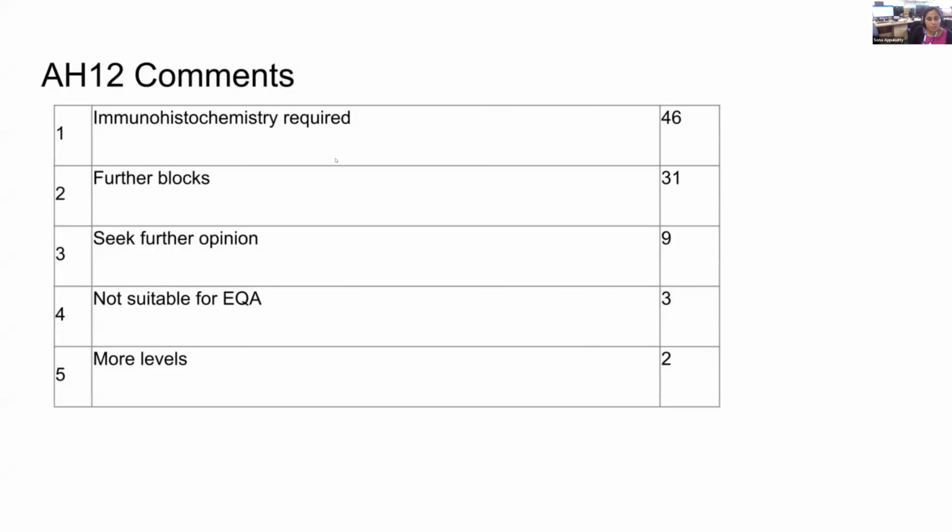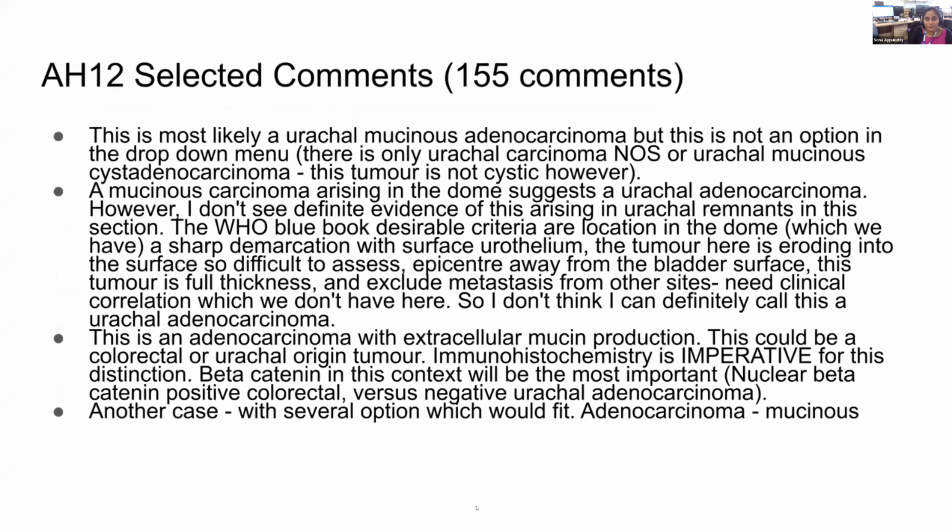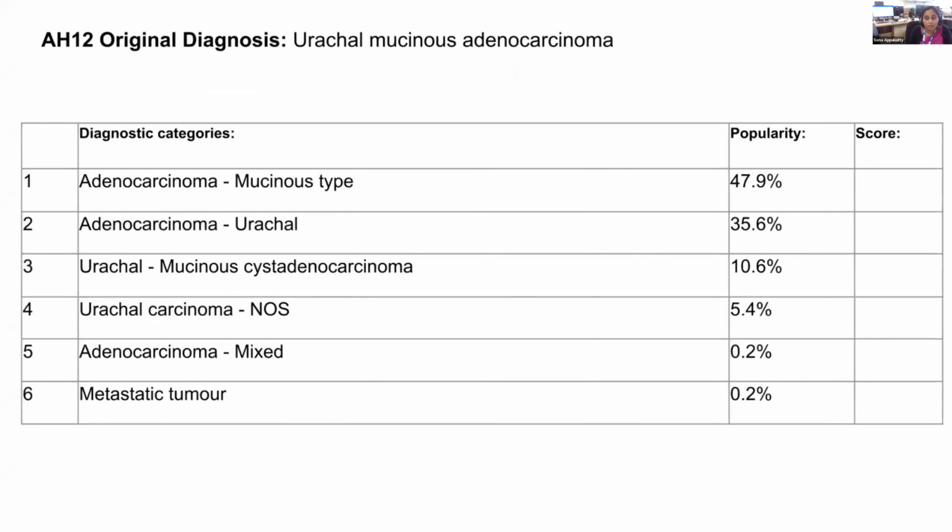Yeah, there were a lot of comments: immunohistochemistry required, further blocks. And yeah, in retrospect, probably this was not a good option to select. The drop-down menu was also not good, we need to sort that out, because people wanted to call urachal mucinous adenocarcinoma and the options available were urachal carcinoma NOS or urachal mucinous cystadenocarcinoma. So it was not cystic, but that was the option available. So people did select that, and people gave a nice description of the lesion, and some immunohistochemistry requests. Most frequent flyer was beta catenin, and yeah, agree. Several options would fit. So I don't know.